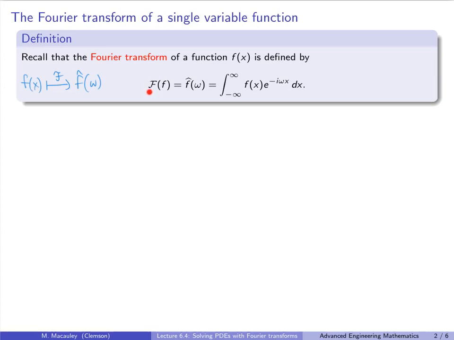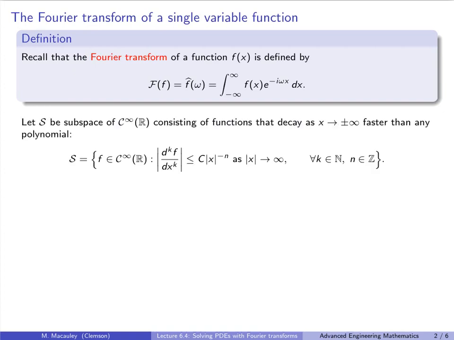So the Fourier transform of f is a function f hat of omega, which is the integral from negative infinity to infinity of f of x times e to the negative i omega x dx. I should say that if you have not watched my prior lecture on Fourier transforms, please do that first.